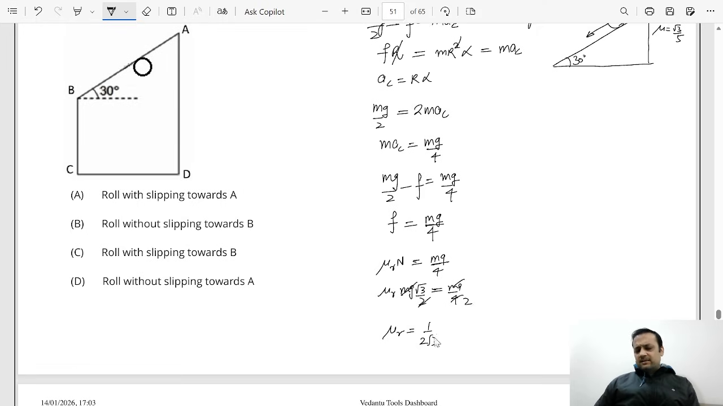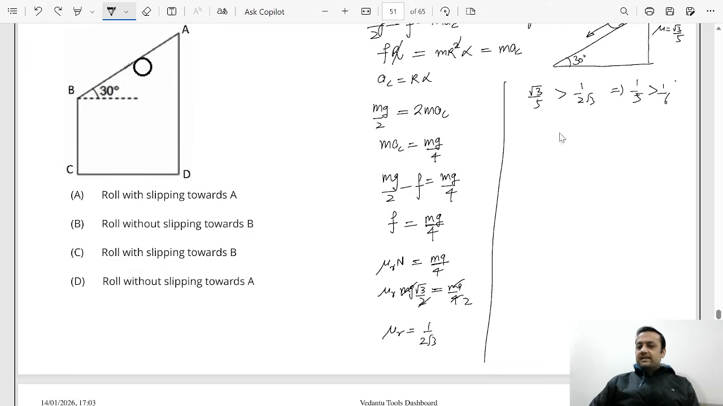Now if you do the math here, clearly root 3 by 5 is greater than 1 by 2 root 3. Let me show you why I am saying that. Look, this is the mu present and this is the mu required. So mu present is root 3 by 5. I'm assuming this is greater than 1 by 2 root 3. Let's check this, right? If you bring root 3 to this side, this will become 1 by 5 greater than 1 by 6, which is right, of course. So if this is right, that means this is also right.